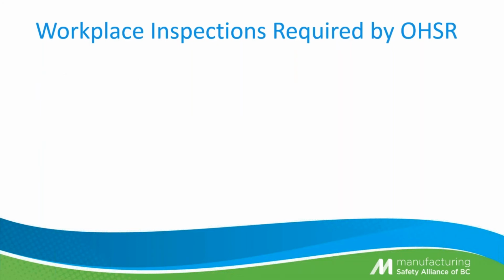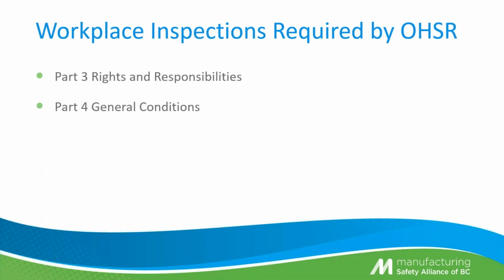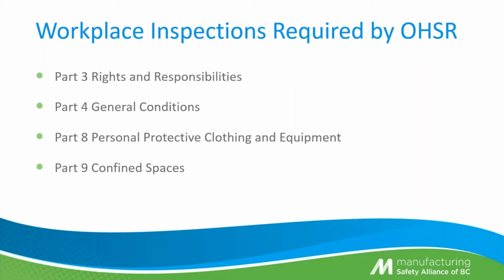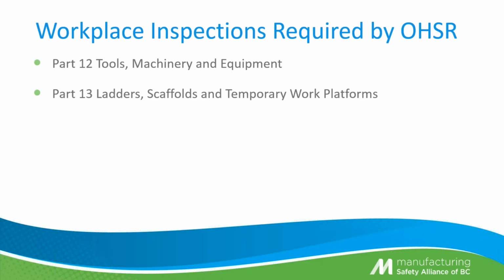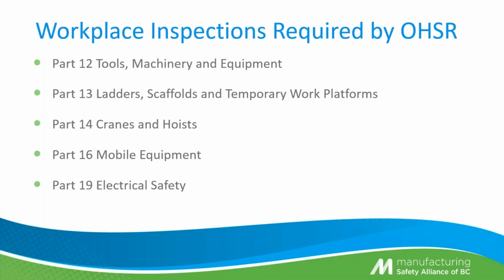The regulatory requirements in the Occupational Health and Safety Regulation are found under Part 3, Rights and Responsibilities. There's a section in there that deals with workplace inspections. Part 4, General Conditions. Part 8, Personal Protective Clothing and Equipment. Part 9, Confined Spaces. Part 11, Fall Protection. Part 12, Machinery and Equipment. Part 13, ladders, scaffolds, and temporary work platforms such as scissor lifts. Part 14, cranes and hoists. Part 16, mobile equipment. Part 19, electrical safety. And Part 20, construction, excavation, and demolition.